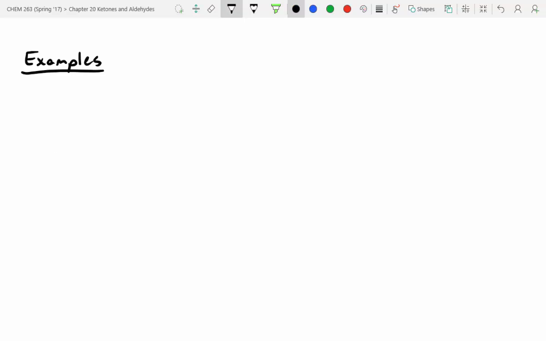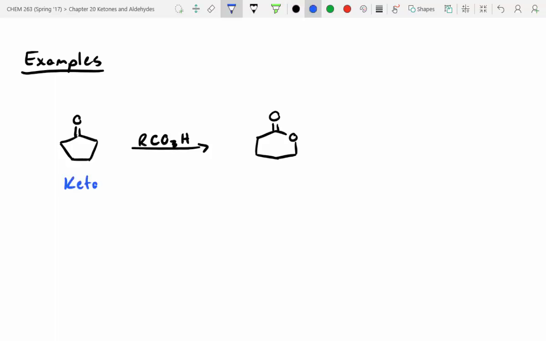Actually, sorry, I'm going to do a 5-membered ring. Oh, sorry, I forgot my carbon. RCO3H. If you do this, you can go from a ketone to a new functional group called a lactone. Lactones are really common in medicinal chemistry. They're found in a lot of natural products.